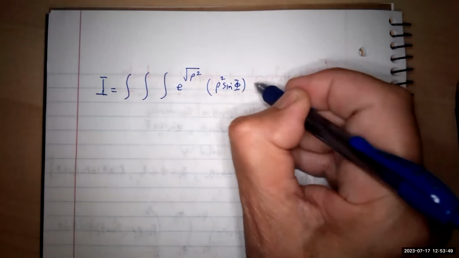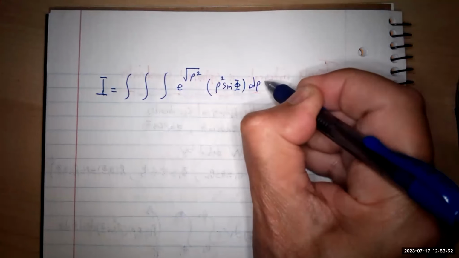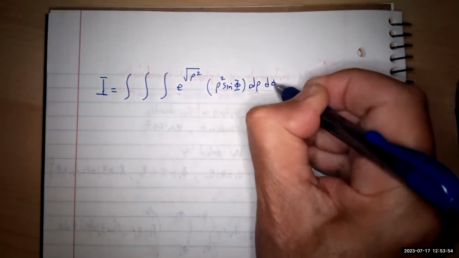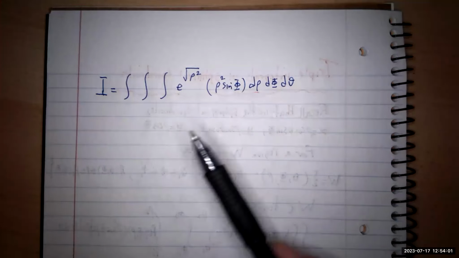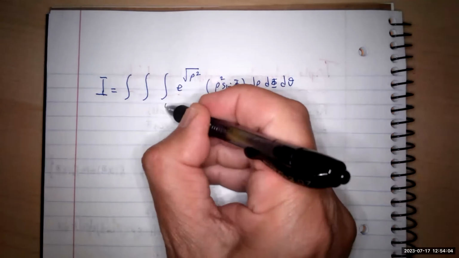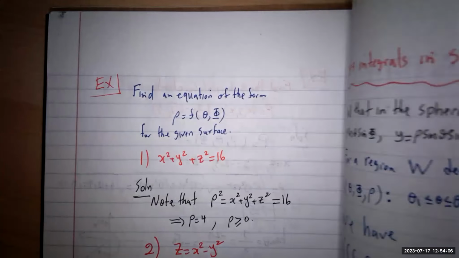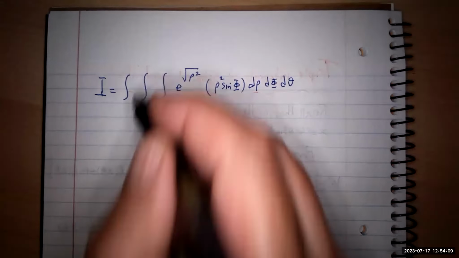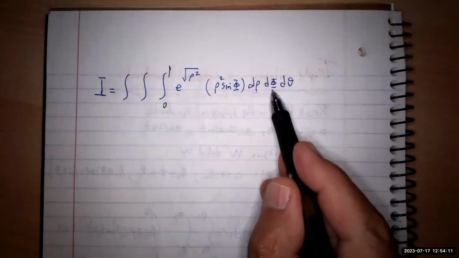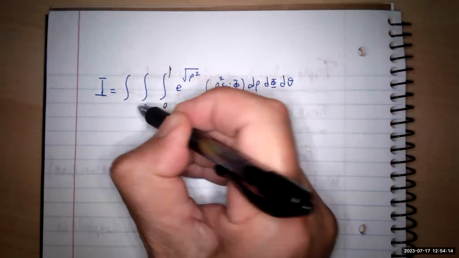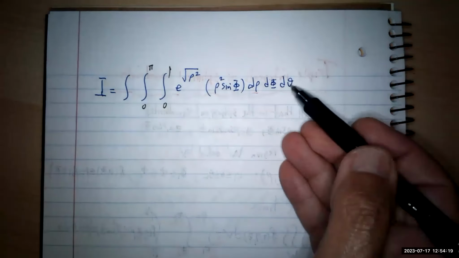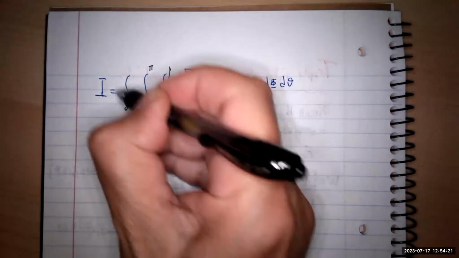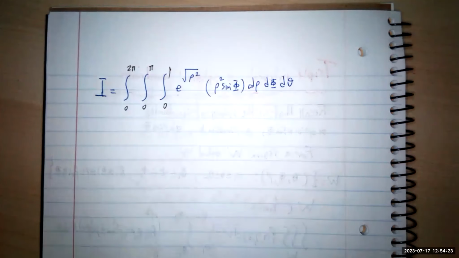We integrate with respect to the rho first, then with respect to the phi, and then with respect to the theta. Depending on the problem, you can change the last two. Rho, the radius of the sphere, is between 0 and 1. Phi has the usual limits, 0 and pi, the angle between two lines, and the theta going around the circle is 0 and 2 pi. That's it. Any question?